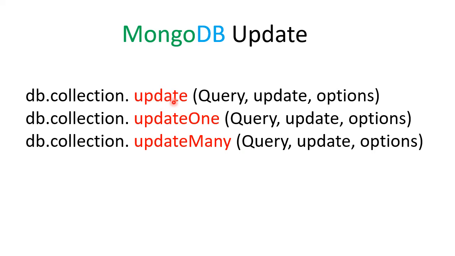There are three forms of update: update, update one, and update many. All have common or similar arguments: query, update and options. Query means searching for a particular set of records or documents from the collection and changing them by using the update command. And the option specifies whether you want multiple or single records to be affected.